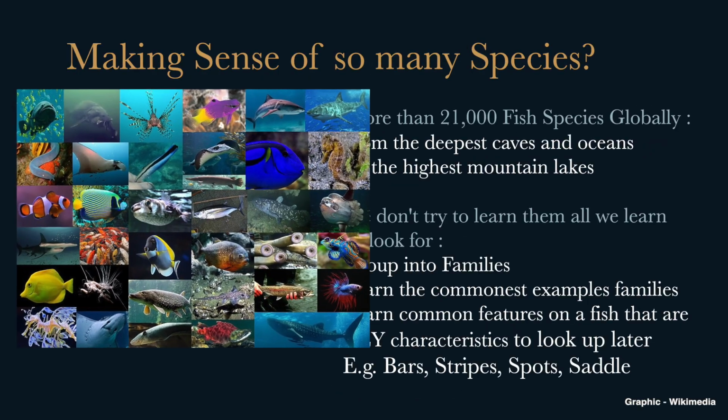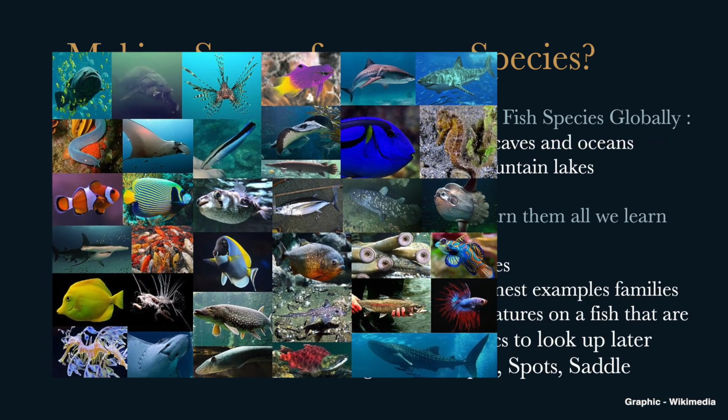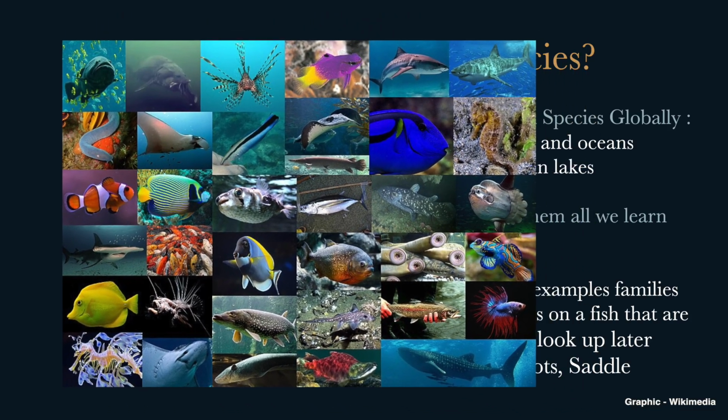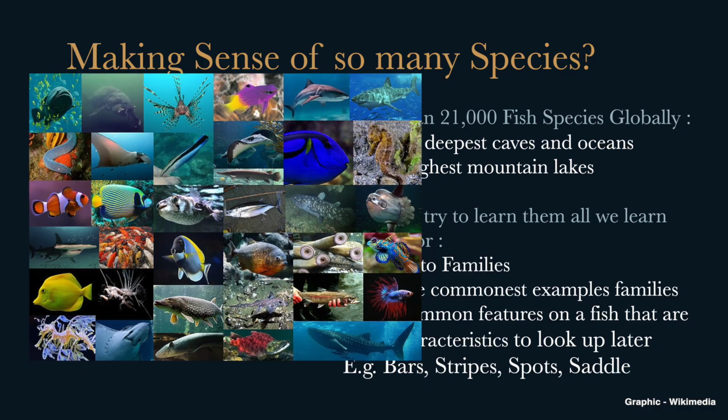As we mentioned, there are more than 21,000 species of fish globally. Fish can be found from the deepest caves and oceans to the highest mountain lakes. In short, fish are amazing.